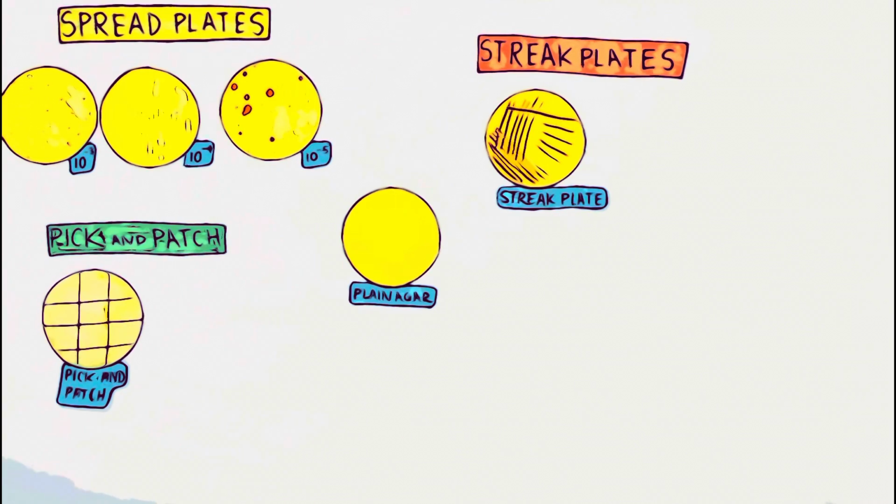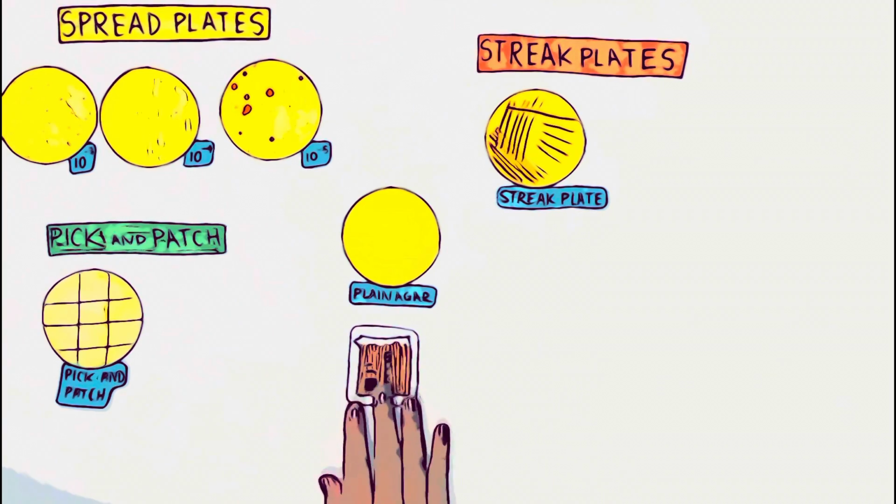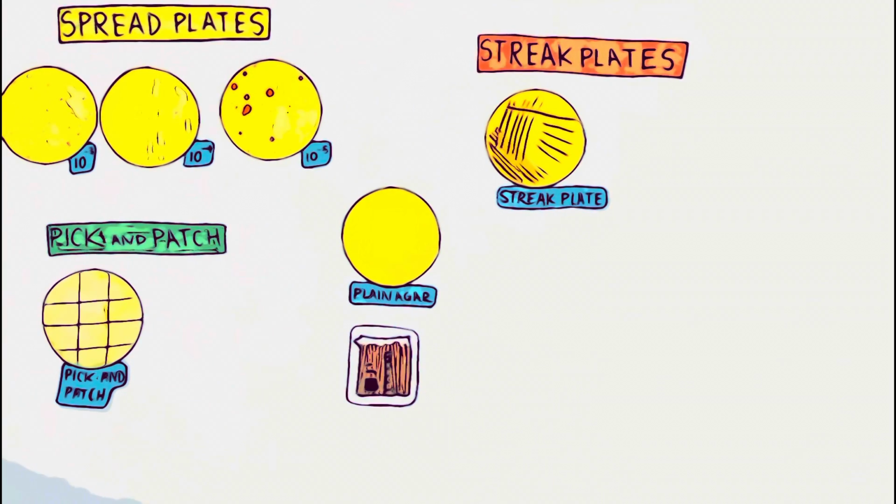After the streak plates incubated and formed single colonies, you can use the pick and patch method. The pick and patch method is used for preservation of each bacteria. This is done in case any secondary screening needs to be done. This method uses sterile toothpicks or loops to pick colonies from the streak plates and patch them onto the pick and patch plate.